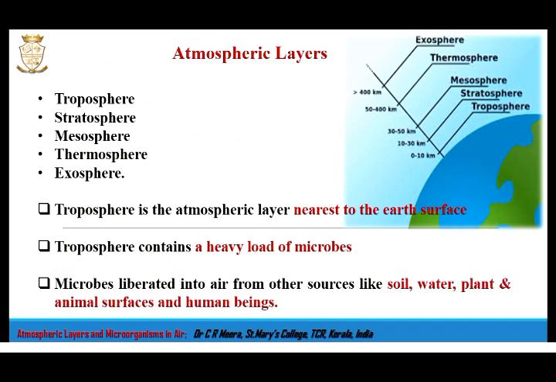However, air is not a natural environment for microorganisms. Physical and chemical parameters of air do not support the growth and multiplication of microorganisms. Microbes present in the troposphere are actually liberated into air from other sources like soil, water, plant and animal surfaces, and human beings. Air acts mainly as a medium for dispersion and transmission of microorganisms. Several infectious diseases are transmitted through air.